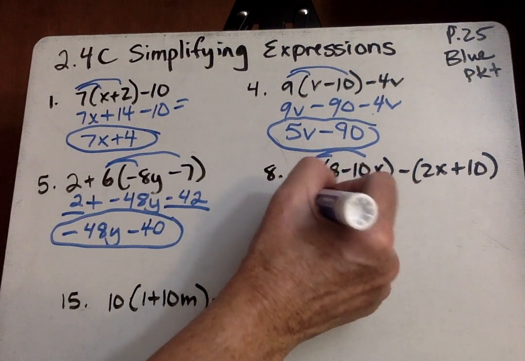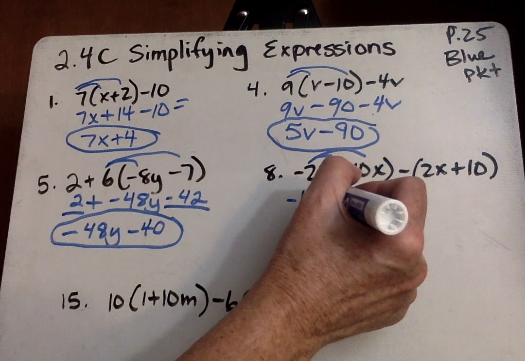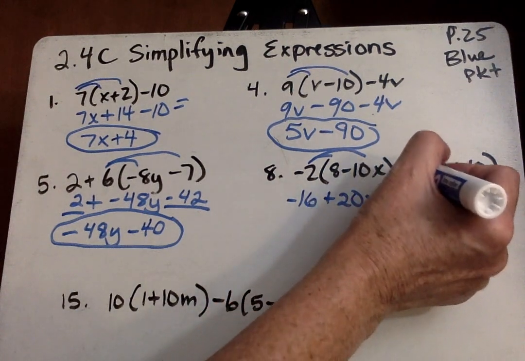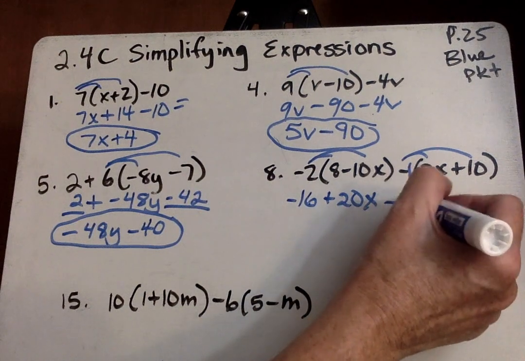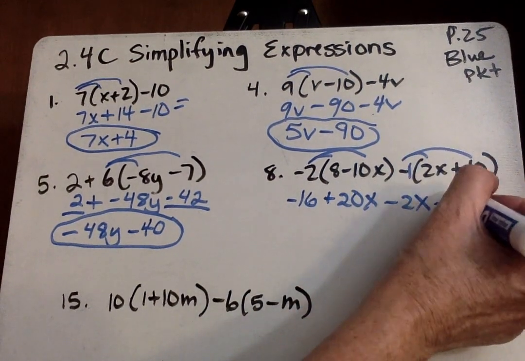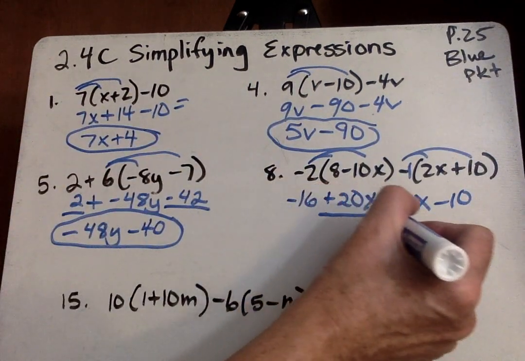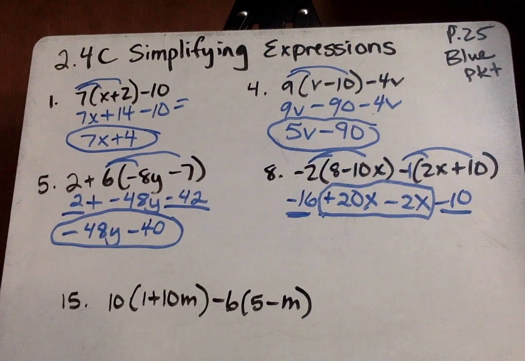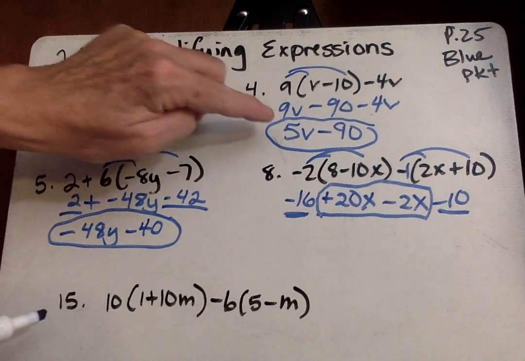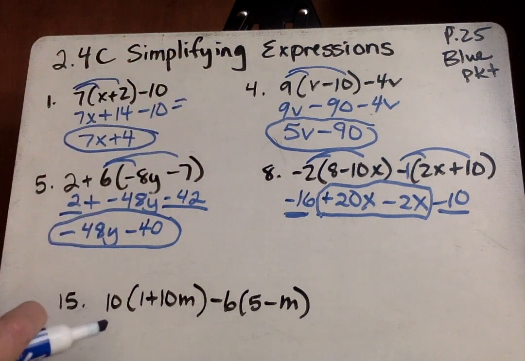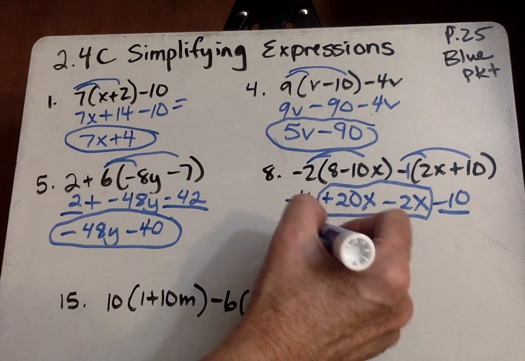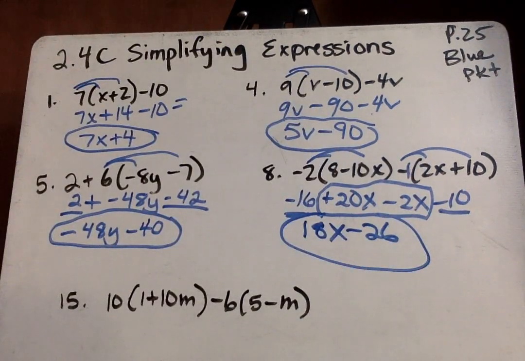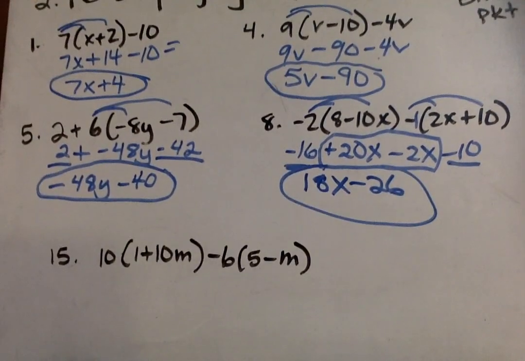Negative 2 times 8 is negative 16. Negative 2 times negative 10x is positive 20x. And then this has a minus sign in front with nothing else, so it's like a negative 1 times 2x is negative 2x, and a negative 1 times positive 10 is a negative 10. So we combine these two, and I'm going to put them with their signs in front, and then we're going to combine the negative 16 and the negative 10. So in general, you want to put the ones with the variable first, and then the number by itself second. So we're going to add 20x minus 2x and get 18x. Negative 16 and a negative 10 is minus 26. And we're done. Okay. Now we're going to go on to this one, 15.